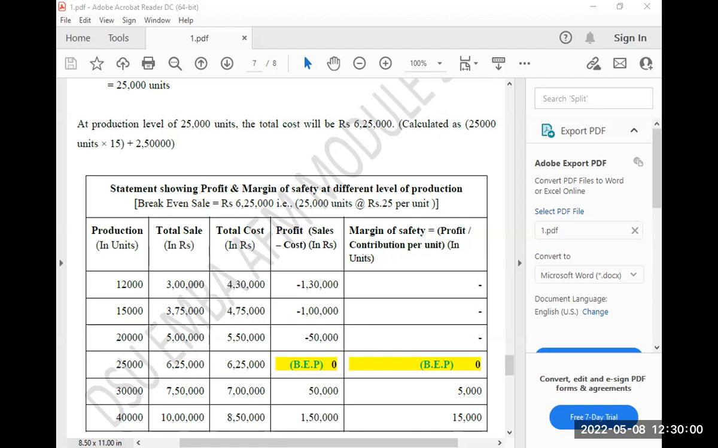Journal, ledger, trial balance, final account, ratio. In the case of ratio, you take an example. What are the different ratios available?